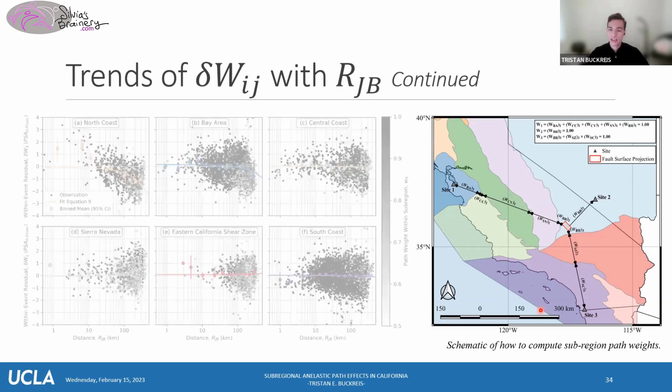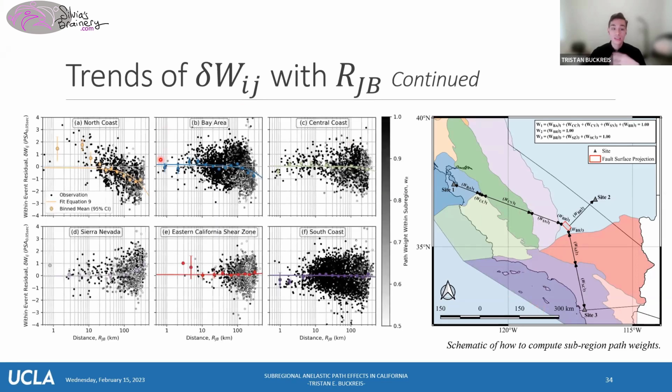So to do that, next we separate data based off of where the majority of the path travels. So if 50% or more of the path travels through a subregion, it's plotted in each of these plots. So for example, the North Coast, we can see there's some issues at the near source, but we ignore them for now because those aren't path issues, those are different issues. But it bends down. There's a little bit of a bump up that's likely related to the Moho bounce that's been observed in Northern California. But for the most part, the trend is downward.